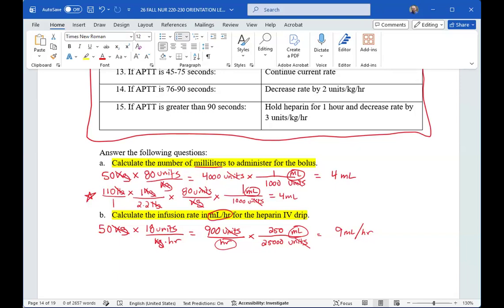So before I do the second part, let's just do a different version of this. What I'm going to do is give you another patient weight, and then I want you to calculate the bolus and then calculate the drip rate, and just type it into the chat and just make sure we're getting the same answers.